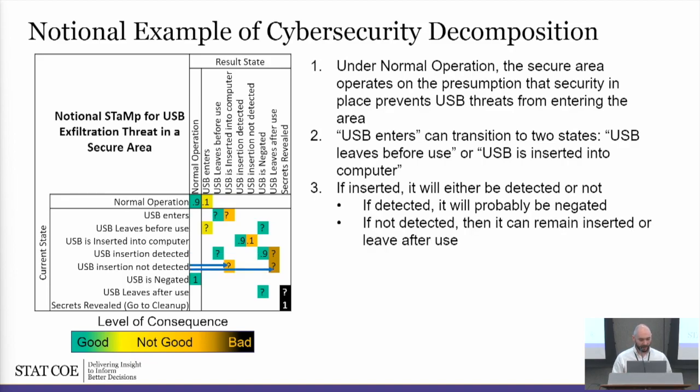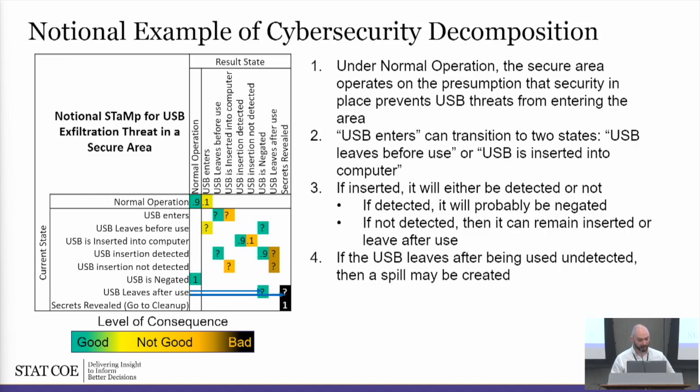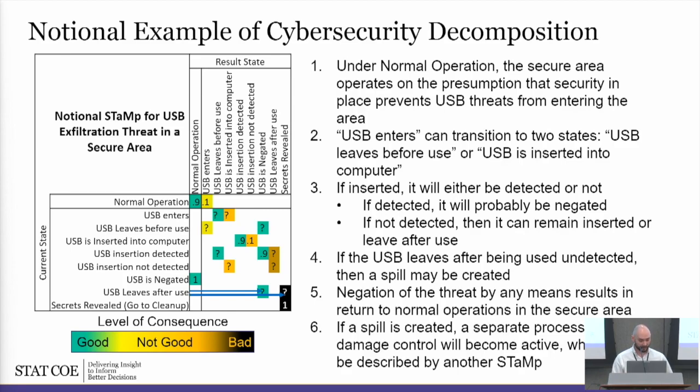If it's not detected, it can remain in that computer, or it can leave after being used, potentially with information on it. If it leaves, then you might end up with a spill situation. And in this case, we presume negation of the threat at any point in that chain results in a return to the normal state. But if the spill is created, that would potentially trigger a totally separate process that could then be documented in a separate stamp if you so desired, that would deal with the damage control efforts there.